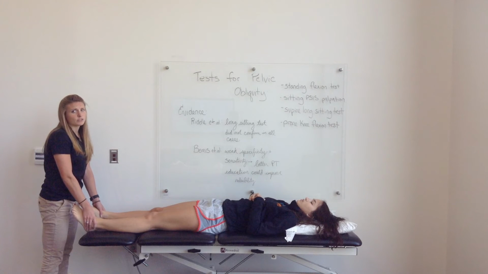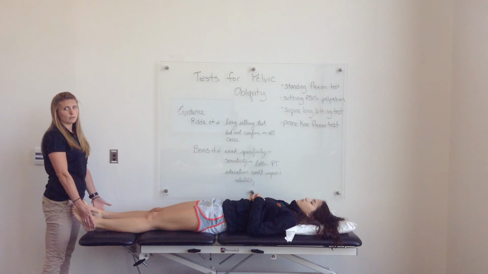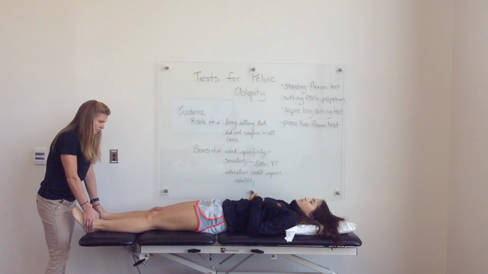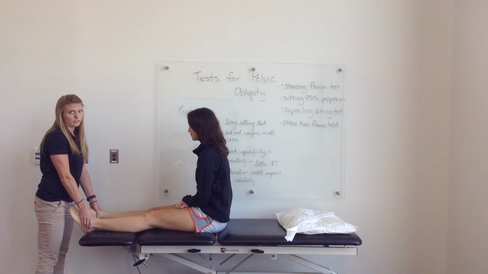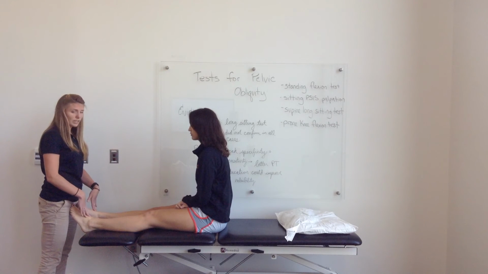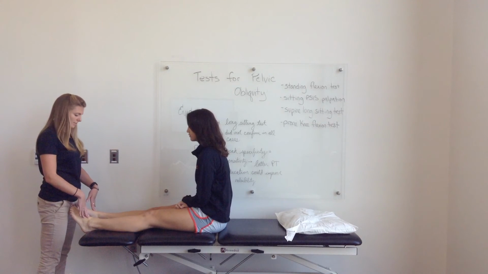To determine if the patient has a true leg length discrepancy or a pelvic rotation, have the patient come into long sitting. If it is a pelvic rotation, the legs should even out. But if it's a true leg length discrepancy, the patient will remain uneven.